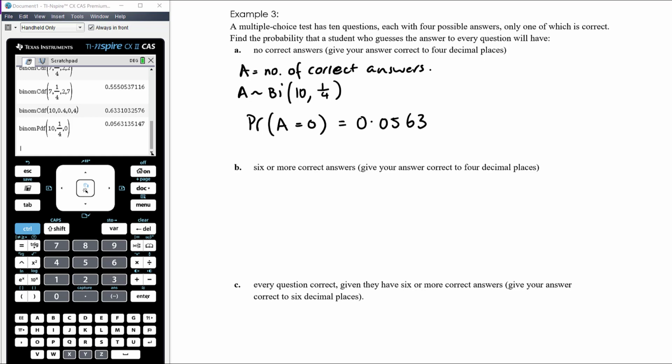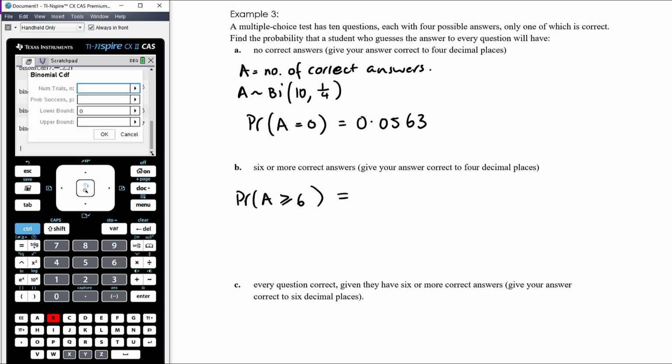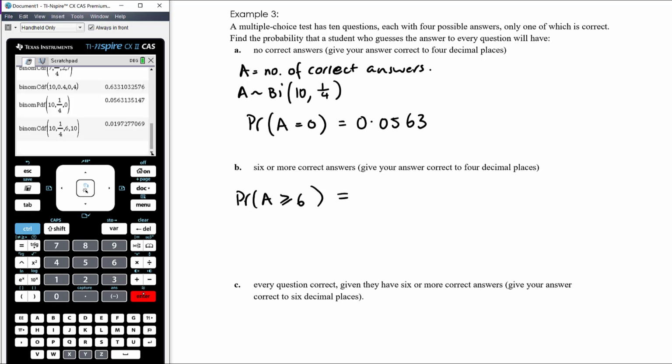So that's good news. Okay, then we want part B, the probability that 6 or more answers are correct. Give your answer correct to 4 decimal places. So the probability that A is bigger than or equal to 6. The number of correct answers is bigger than or equal to 6. Menu 55B. Number of trials is 10. Probability of success is 1/4. Lower bound is 6 and upper bound is 10. So 0.0197, correct to 4 decimal places.